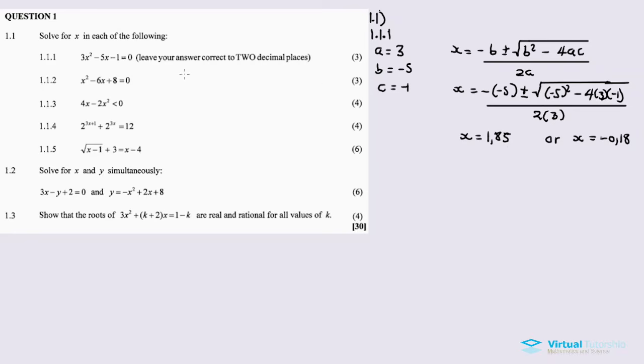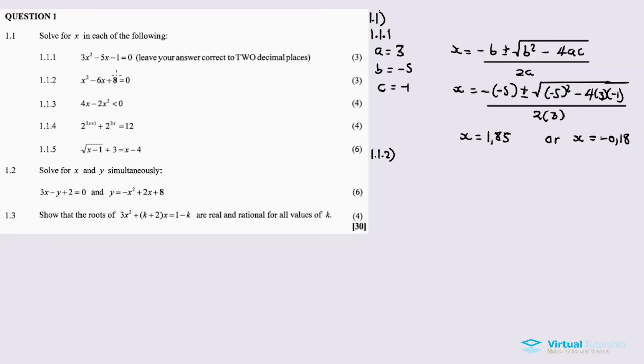1.1.2 is another quadratic equation. It's up to you to use completing the square, the factoring method, or the quadratic formula. What's important is to find your roots. It's another quadratic equation, but here there is no instruction to leave the answer correct to 2 decimal places. Here you are expected to use the factoring method, where you create brackets. So 1.1.2.